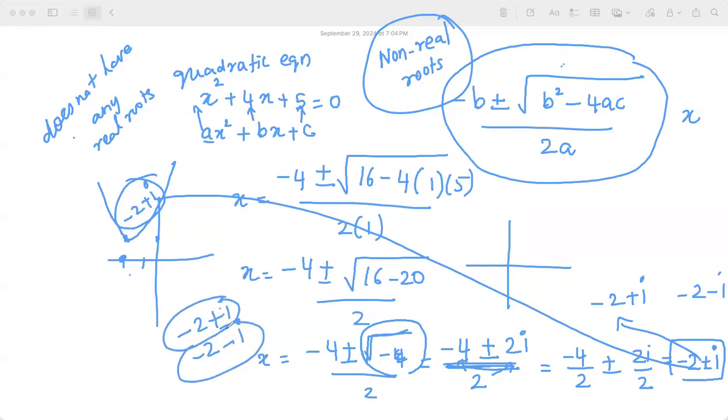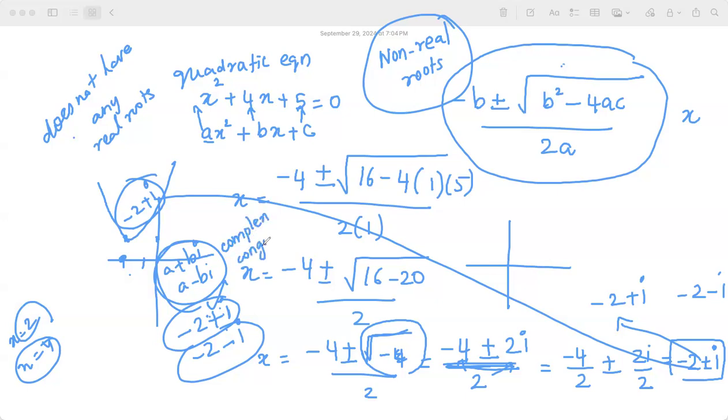Here, only the imaginary part changes. So if this occurs, this will also occur. You see what I mean? If real roots happen, it can be x equal to 2, x equal to 4, like that it can happen. But in this case, if a plus bi comes as a value for x, as a complex root of x, a minus bi is also a complex root of x. These two are intertwined, they always come together. They are called complex conjugates.